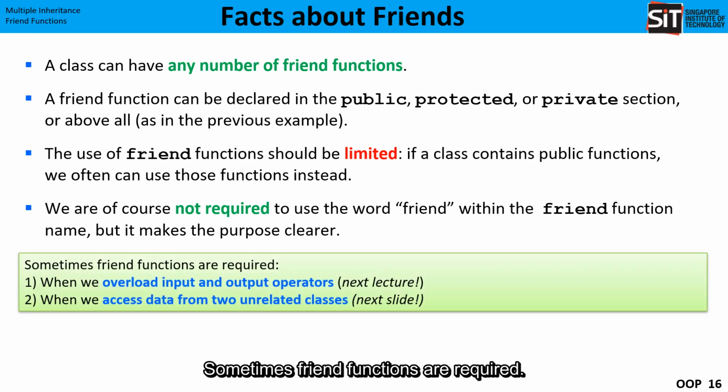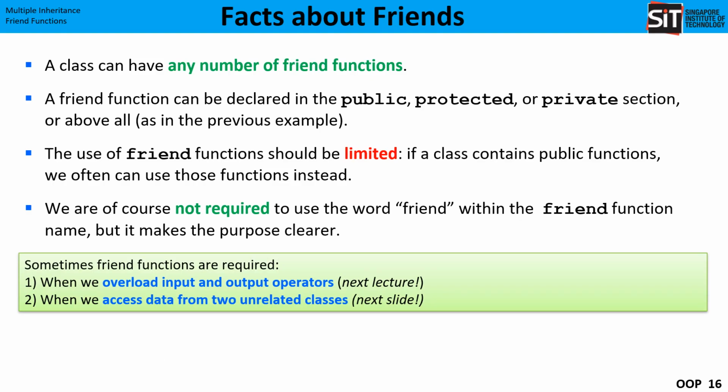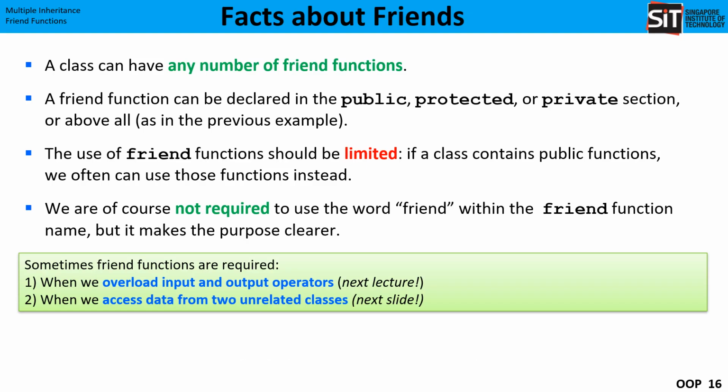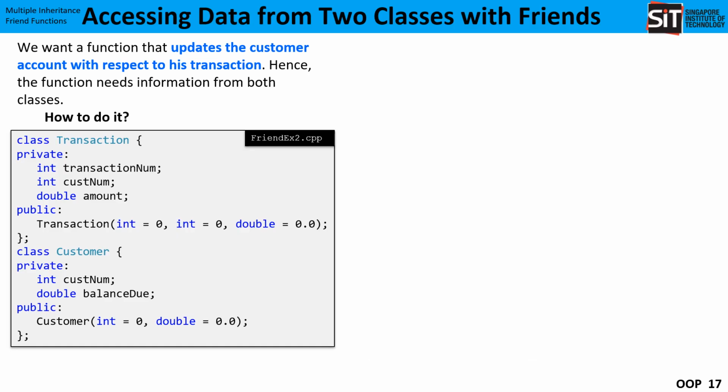Sometimes friend functions are required. That is, when we overload input and output operators, we shall see that in the next lecture, or when we access data from two unrelated classes, we shall see that in the next slide. Accessing data from two classes with just one friend. How do we do that?